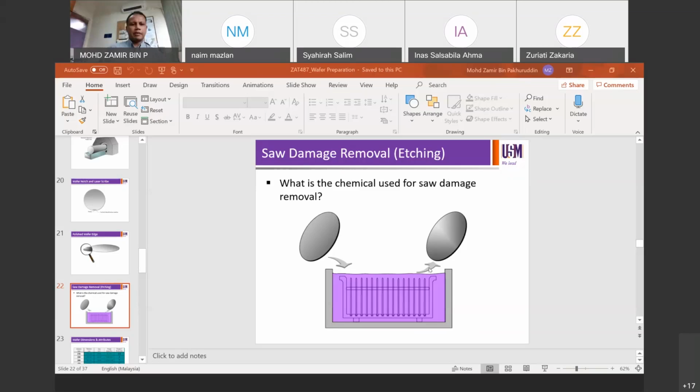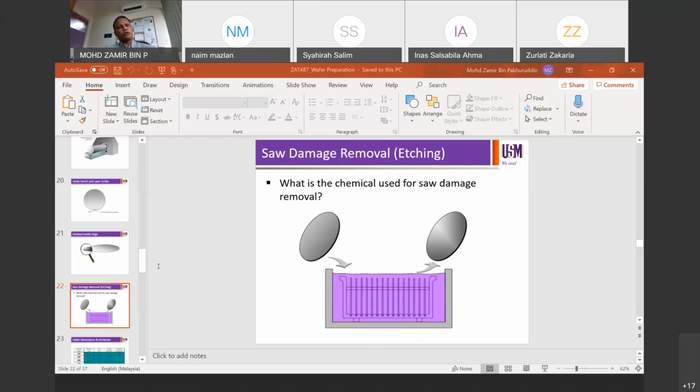All right, so have you found out this? What's the chemical used for the soil damage removal process? What do you use for the damage removal process? Anyone? Can write KOH. Ada lagi? Any other solutions? KOH. What is KOH? Potassium hydroxide, nitric acid, HF. Lagi. Sodium hydroxide. Yep. Okay.